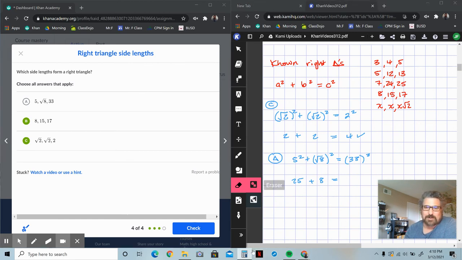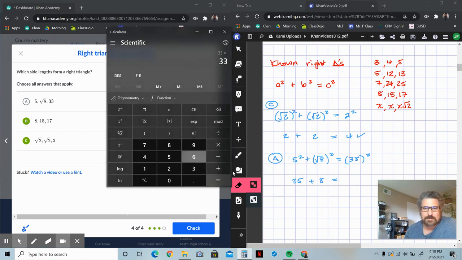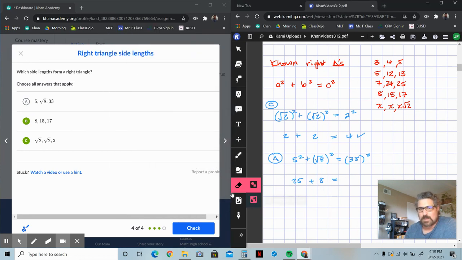What's 33 squared worth? Well, 33 times 33, obviously. That's 1,089. So is this a true statement? No, it's not. So is this a right triangle? No, it's not, right? They just try to trick you by making you think you see the 33 and that's going to make it all work, and it doesn't work. It has to be that hypotenuse side squared.